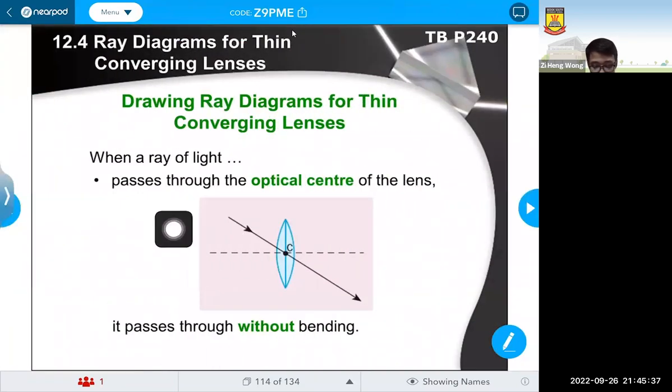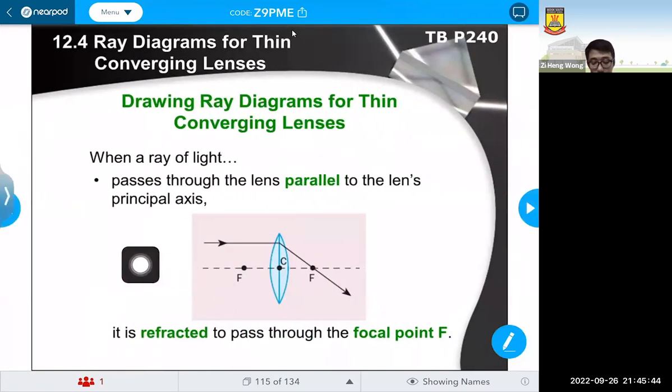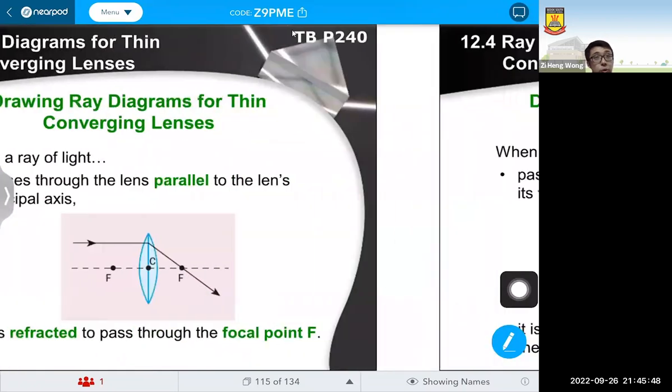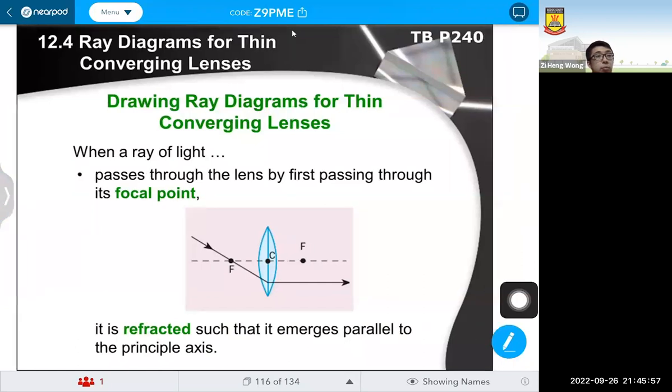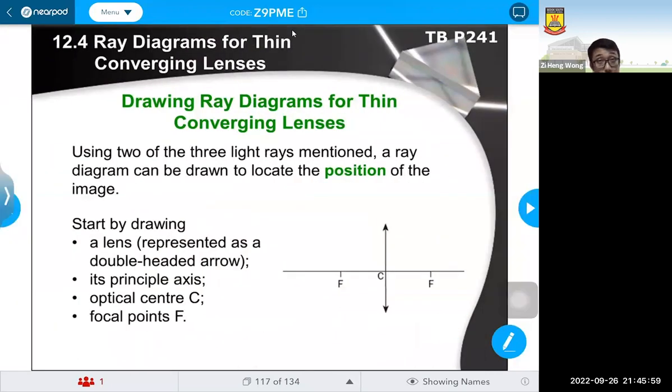Key learning, 3 rays of light. 1, anything that passes through the optical center will not bend. 2, anything that is parallel to the principal axis, after going through a lens, will go through the focal point. 3, anything that goes through the focal point, after going through a lens, becomes parallel. Just use any 2 of these to apply and you can get the answer.